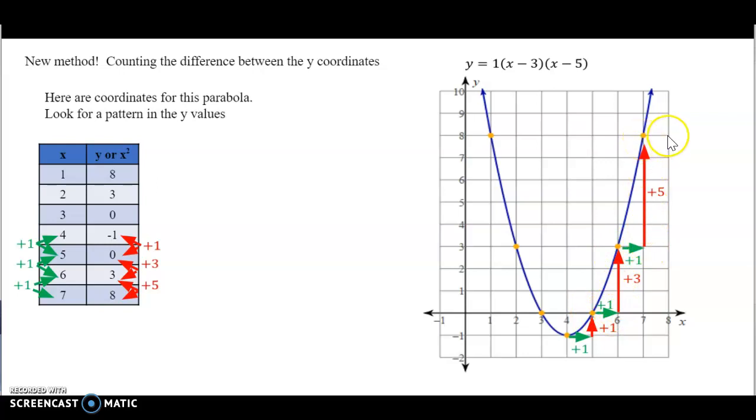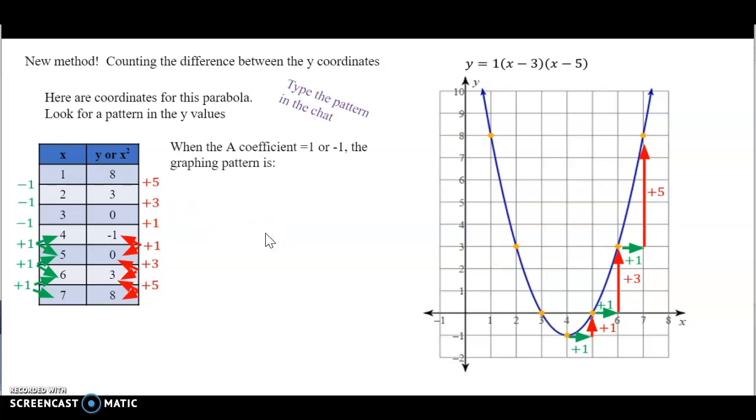And what do you suppose the next increase will be? I hope you said 7, because there seems to be a pattern of 1, 3, 5. Okay? So we are going to use that method. And when we're going negative, again, it is the same thing. It's increasing by 1, 3, and 5. Same thing. Okay. Great. So we know what to do when a is 1 or -1.